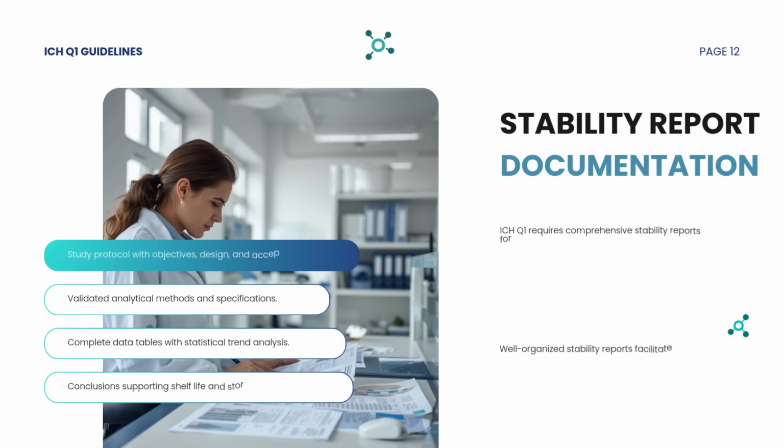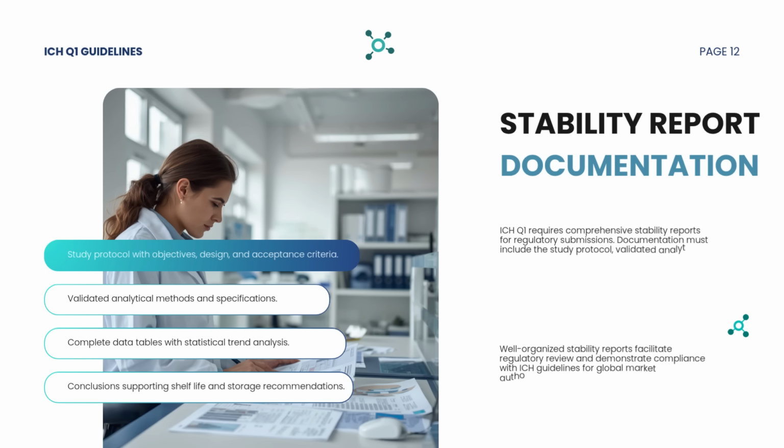So the next one is stability report documentation. It's the crucial importance of thorough documentation in the context of ICH guidelines. Comprehensive stability reports are a cornerstone of regulatory submissions, serving as vital proof of compliance. These reports must include several key elements. One is the stability protocol, which details the study's objectives, design, and acceptance criteria. This sets the foundation for the entire study and ensures that it aligns with regulatory expectations.